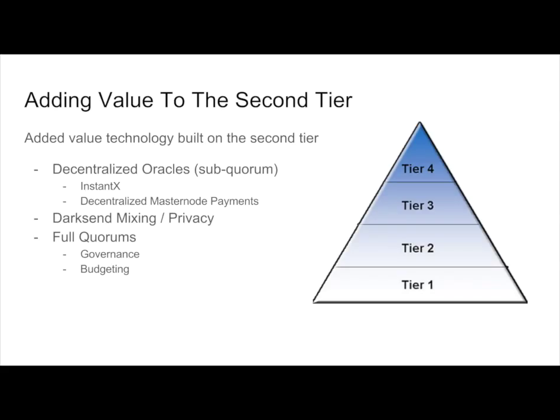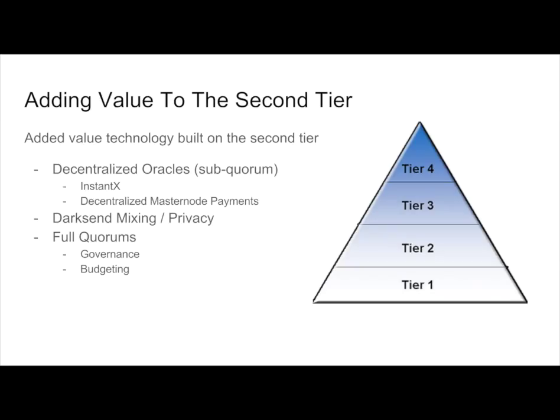And by utilizing the second tier, we can actually form decentralized oracles. These are also known as Sub-Quorums, which allows us to do things like instant transactions and decentralized Masternode payments on the network. Besides that, you can also connect to the second tier to do DarkSend mixing for privacy.